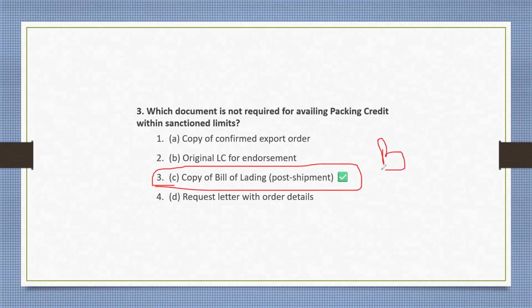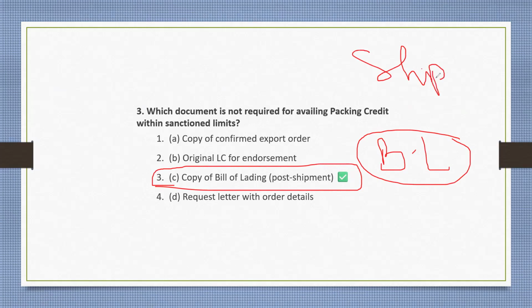Bill of lading will be generated when the person ships the goods. When he does the shipment, after shipment, the bill of lading will be generated. But here the question is for availing packing credit. Packing credit facility means pre-shipment. Packing credit means the pre-shipment requirement of the customer.